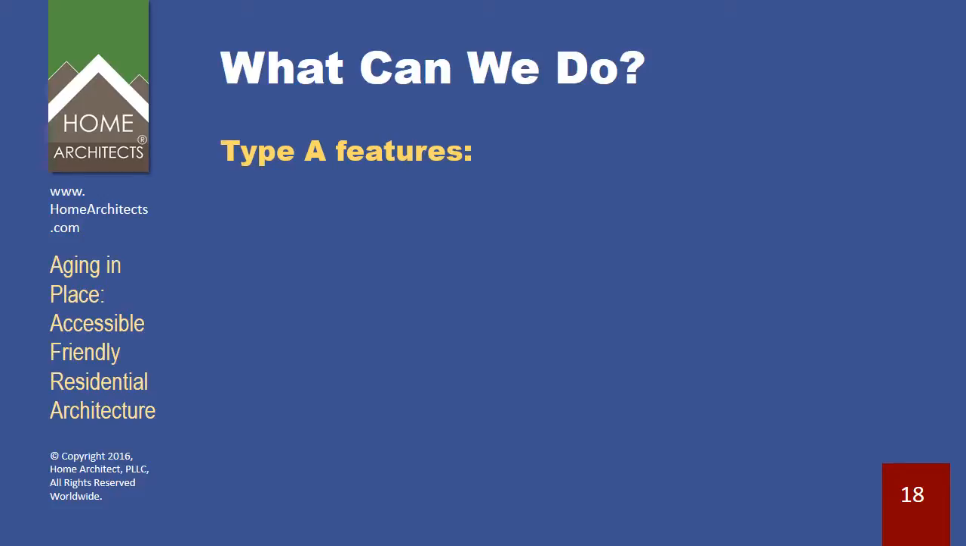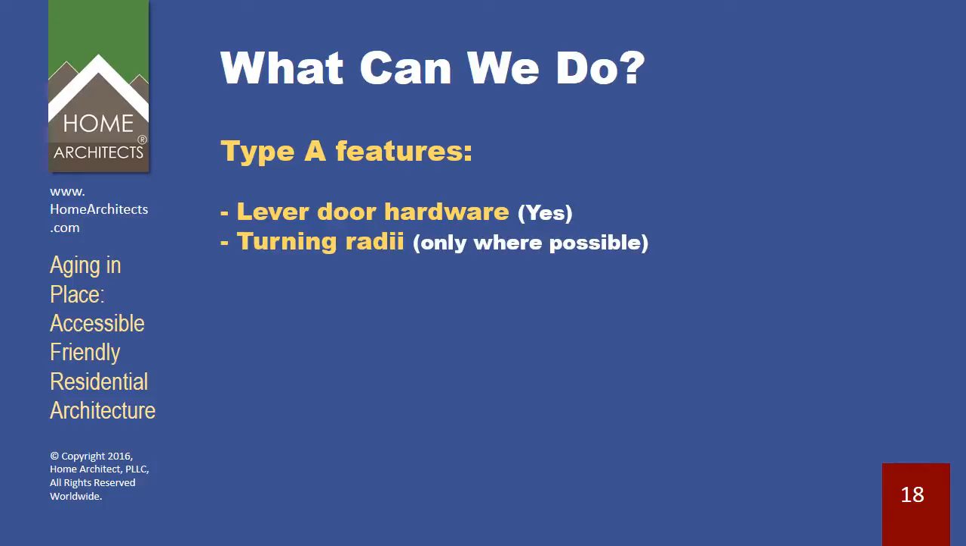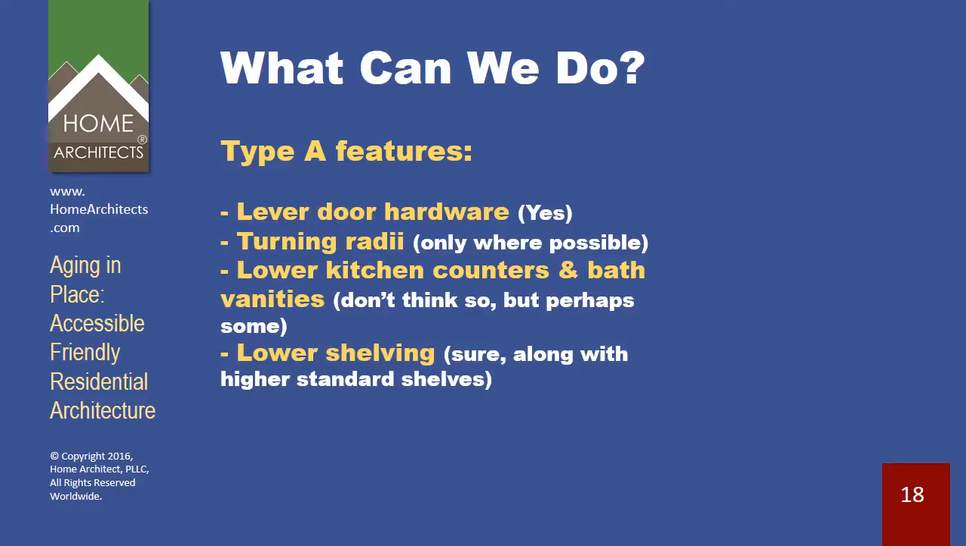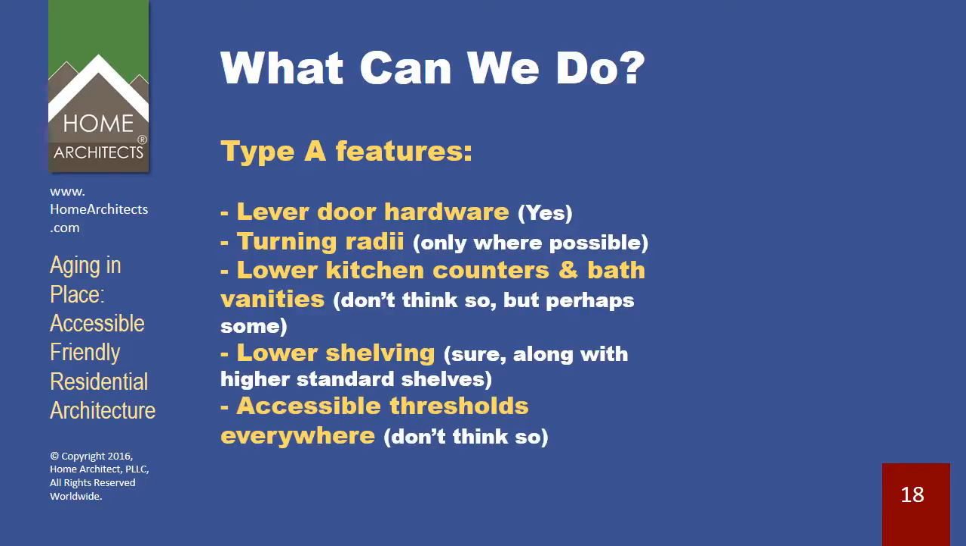What can we do? Type A features, lever door hardware. Yes, we can do that. Turning radii and diameters. Well, where possible. Lower kitchen counters and bath vanities. That's going to be a little bit harder to do. Lower shelving, certainly, along with higher standard shelves as well. Accessible thresholds everywhere. I don't think it's going to be possible everywhere.